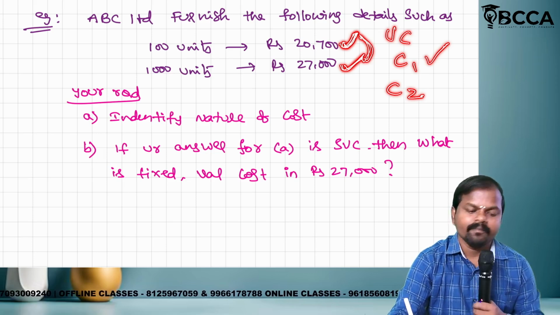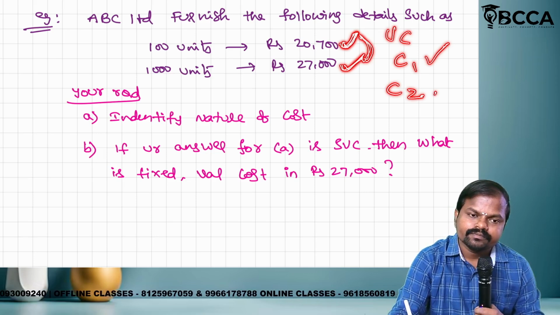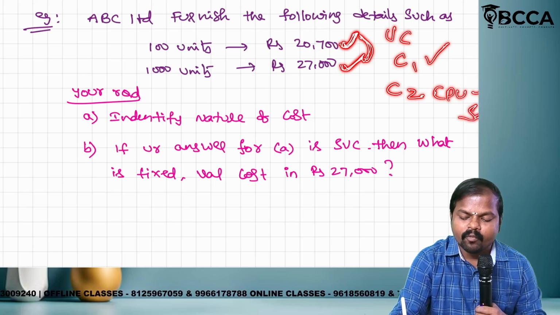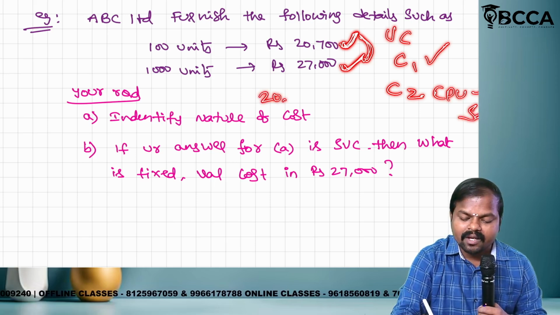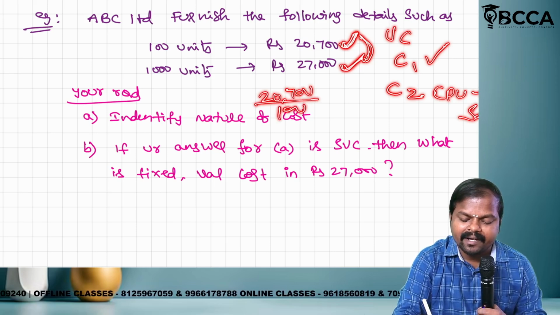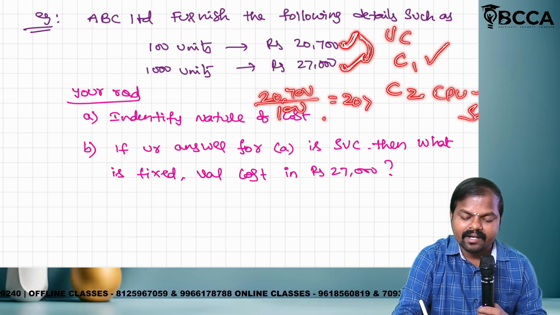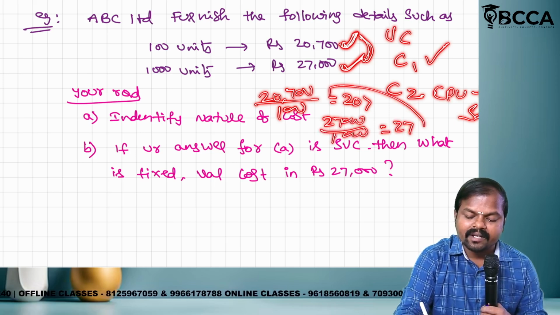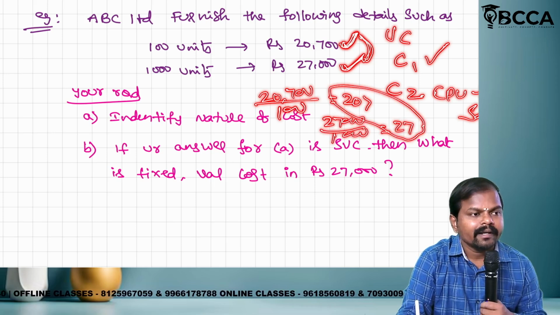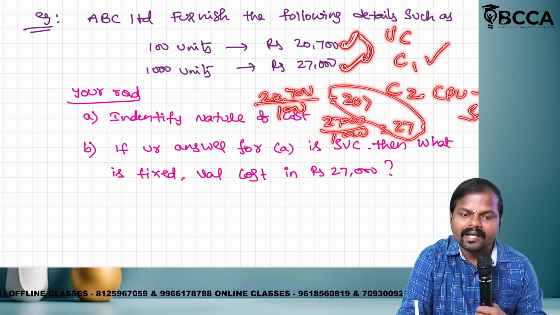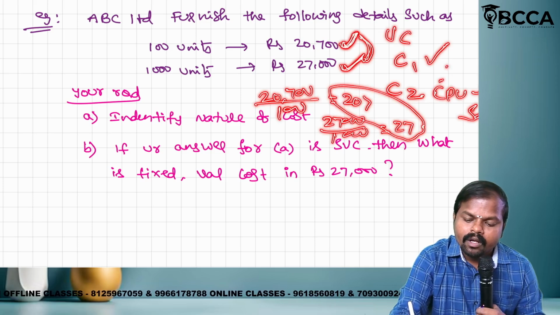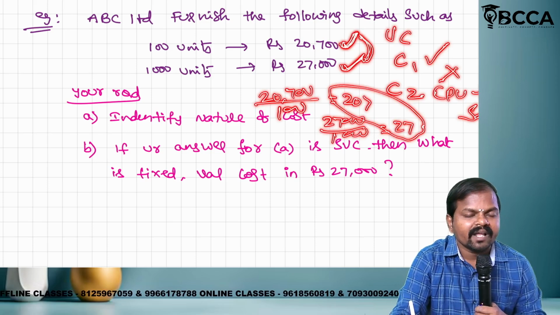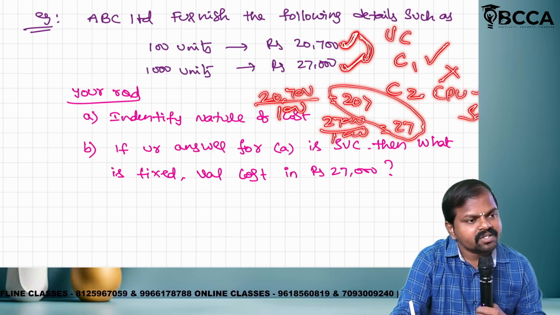Listen carefully. What is condition 2? Cost per unit will be the same, or constant. 20,700 divided by 100 is 207. 27,000 divided by 1000 is 27. Is it the same? No. Condition 2 is not satisfied. We can conclude that it is not a variable cost and not a fixed cost.